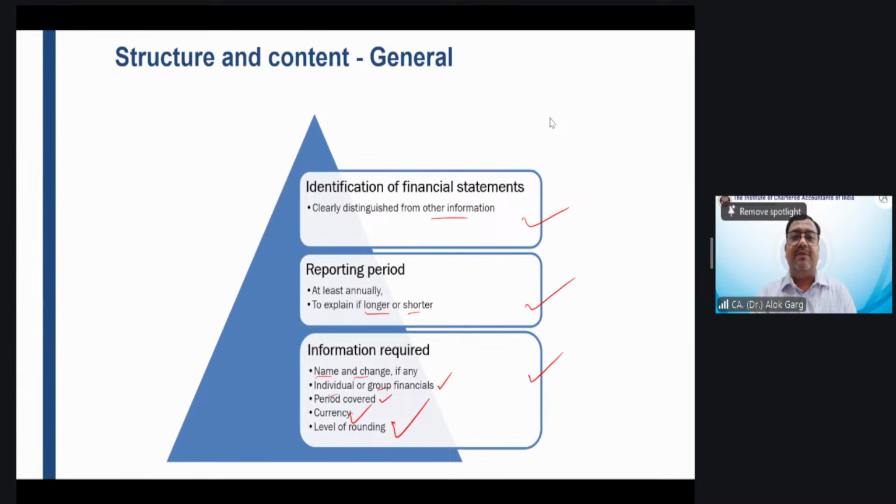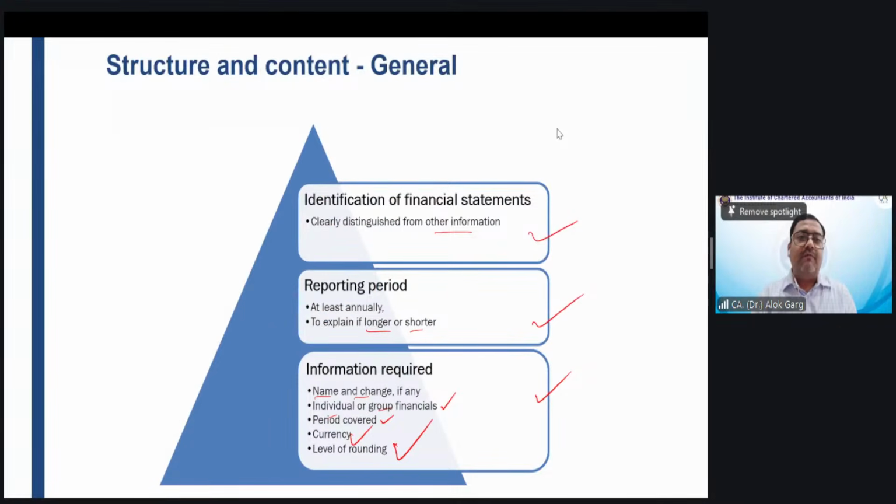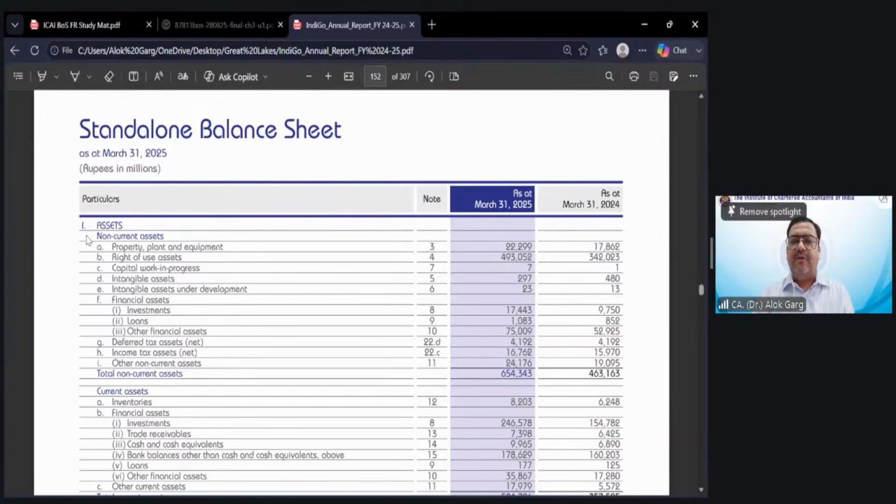For example, let me show you one of the financials in the annual report. Just a minute. I hope my annual report or financials are visible. If it is not visible, let me know. Just hold on for a minute. I'm just opening my slides. Yes. Are you able to see Indigo balance sheet from the annual report? I've directly jumped to the balance sheet. Yes. Is it visible?